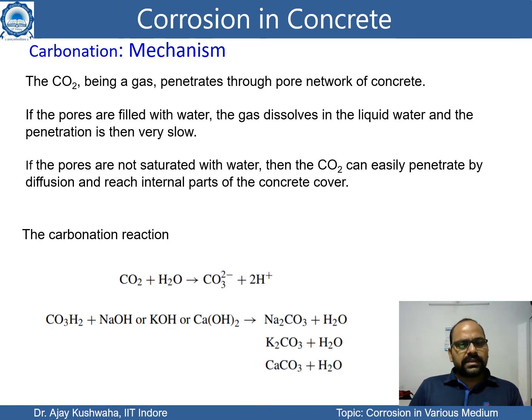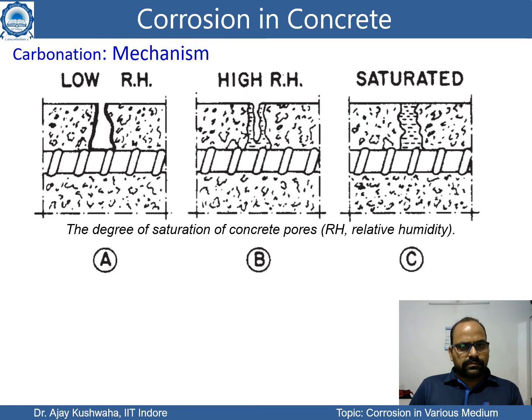This is the reaction: CO2 reacts with water, it forms CO3 and then 2H+, and this 2H+ ion basically reduces the pH value of the capillary. And you can see here what other reactions are possible, with NaOH, and then it forms this kind of chemical compound. So here the diagram shows what happens when the relative humidity is low, when the relative humidity is high, and even when the system is saturated.